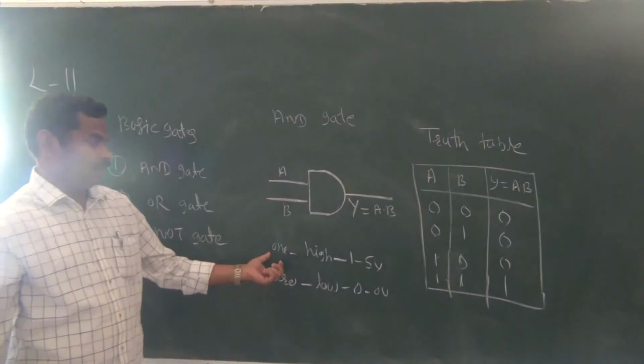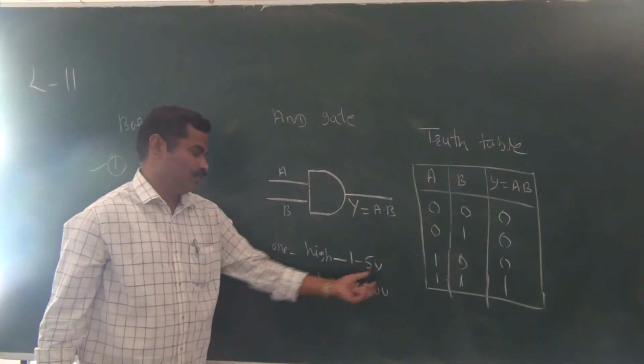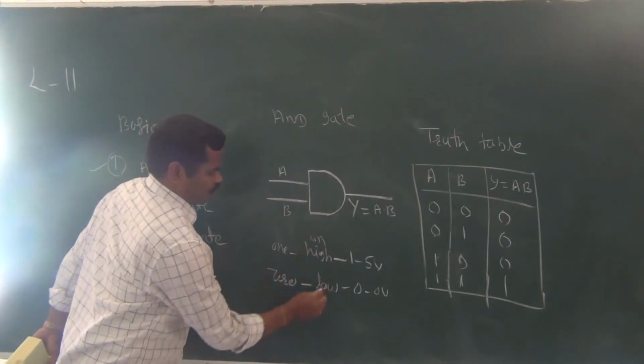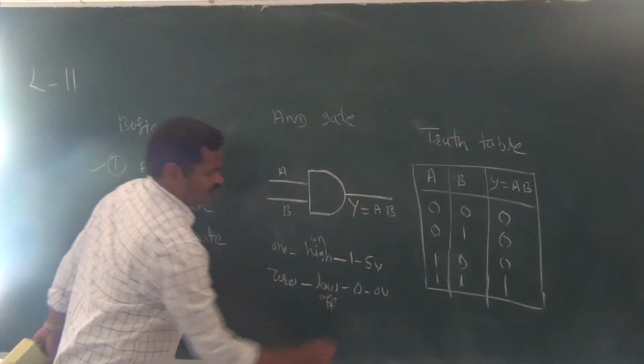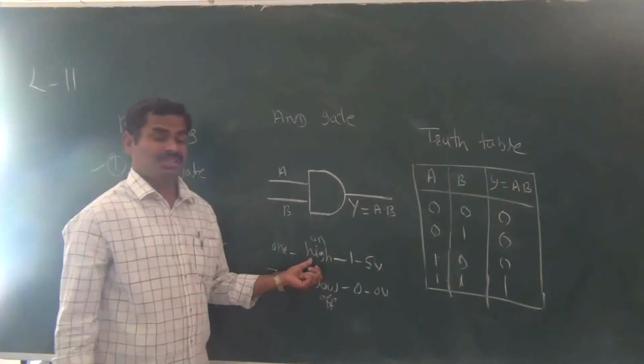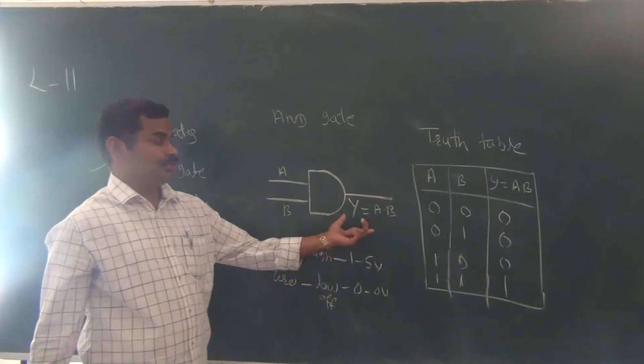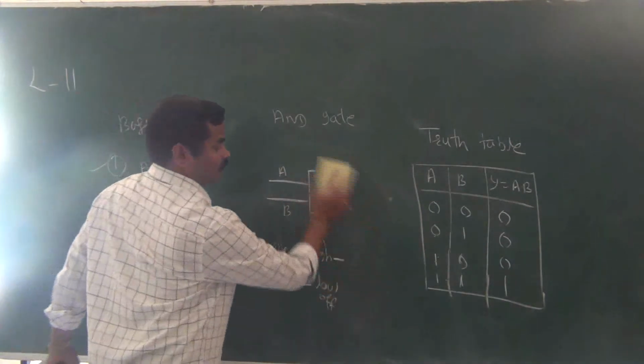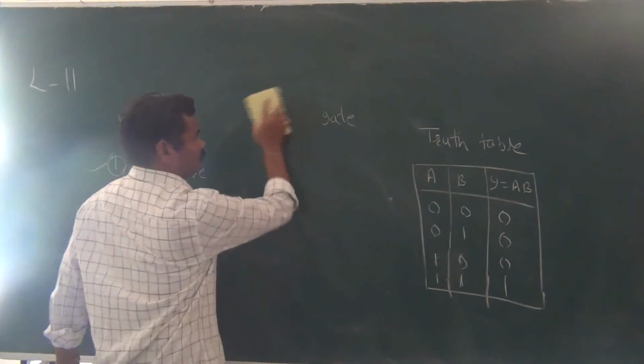High, or 1, or 5 volts is also called on, and low is also called off. Sometimes we consider on and off as well. And this is about the symbol of the AND gate. Then we go for another one, the OR gate.